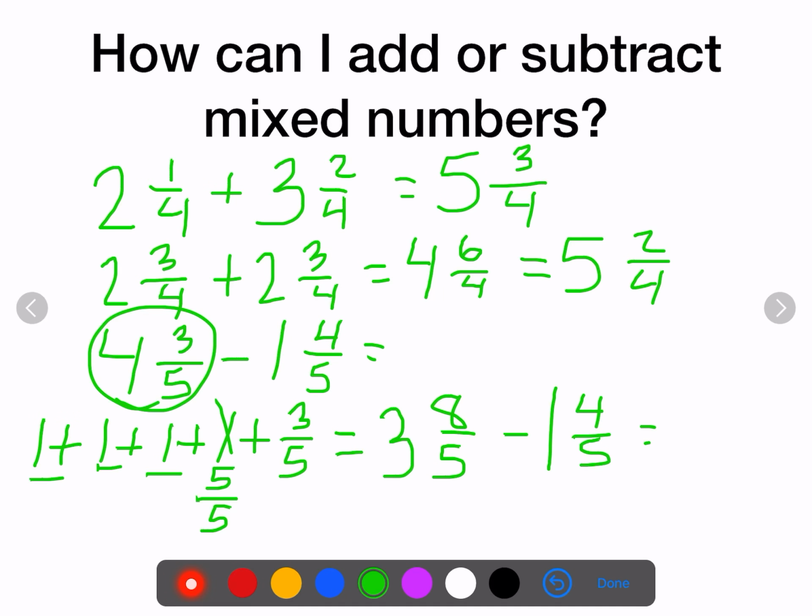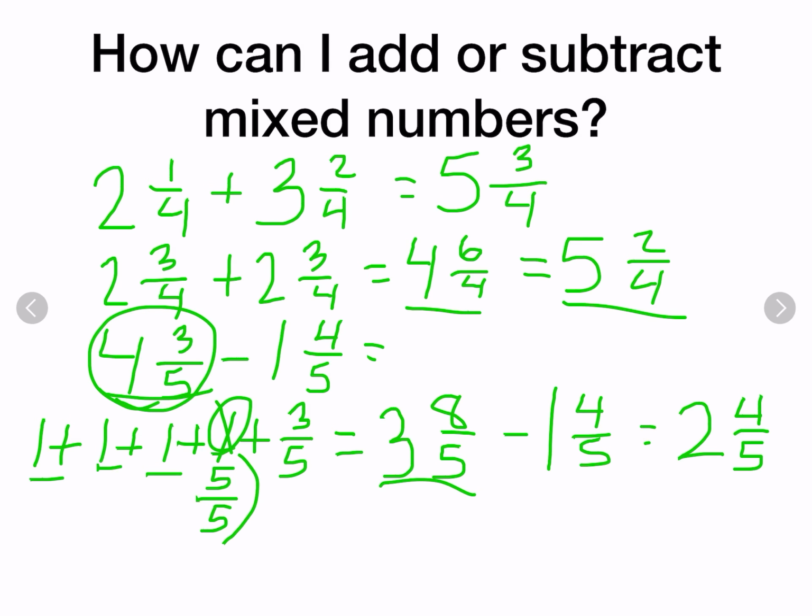When I subtract that way, I get 3 minus 1 equals 2, and 8/5 minus 4/5 equals 4/5. So that way when I subtract, I'm not ending up with negative amounts of fifths. I'm not trying to do 3/5 minus 4/5. Instead, I'm changing the way that I write my number. Just like 4 and 6/4 is equal to 5 and 2/4, over here, 4 and 3/5 is equal to 3 and 8/5. If you don't have enough fraction to be able to subtract, you can take the fraction from the whole number. 1 is equal to 5/5.